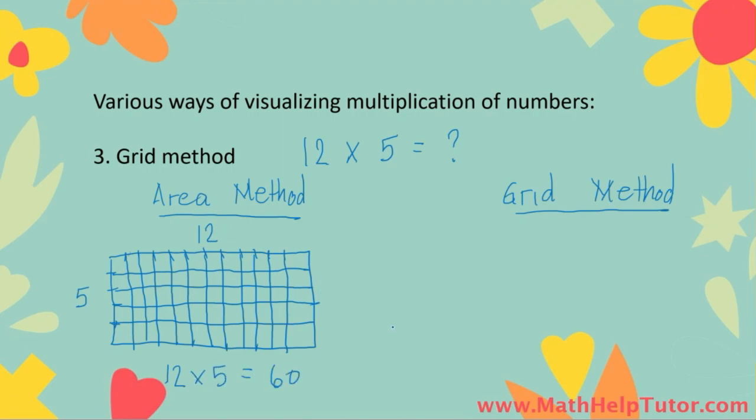Again, notice how long it took us to find the answer. We had to draw a rectangle with a lot of squares in it, and then we had to count all the squares inside the rectangle before we could come up with the answer. Now let's do the grid method beside it.